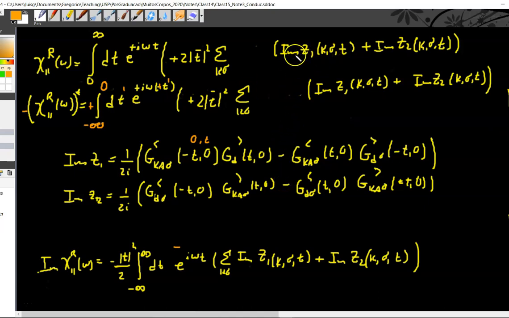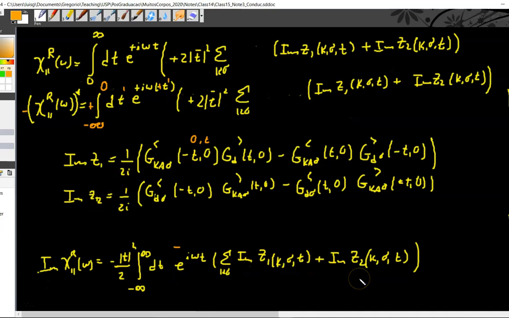Okay, so when we add these two, I'm going to stop here. There is a 1 over 2i here. There's going to be these two t bar absolute value squared. So 1 over 2i squared is minus 1 over 4 times these two t bar squared. I get minus t bar squared over 2. And here I have kind of a Fourier transform, dt e to the i omega t, sum over k sigma, the sum of these two imaginary parts.